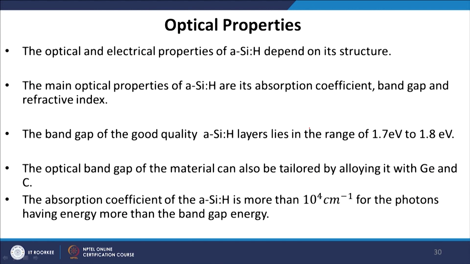Similarly, the band gap can be tuned by changing these defect states, and the refractive index can also be tuned. The band gap of good quality amorphous silicon layers lies in the range of 1.7 electron volt to 1.8 electron volt. The optical band gap of the material can be tailored by alloying it with germanium and carbon. Now, molecular beam epitaxy techniques also allow us to put different kinds of doping inside the material, and that changes the band gap significantly.